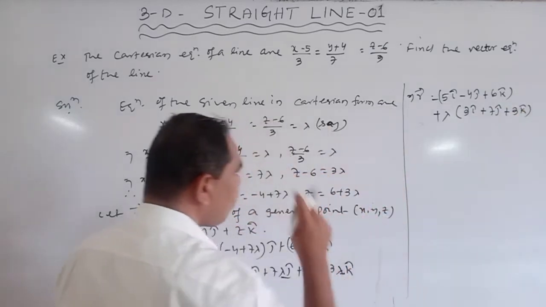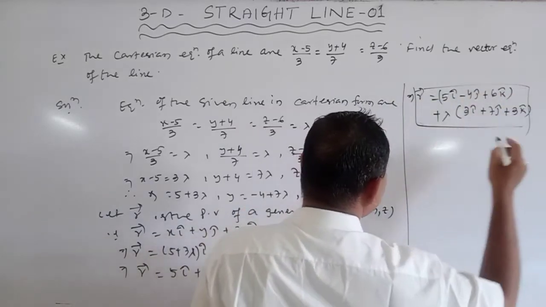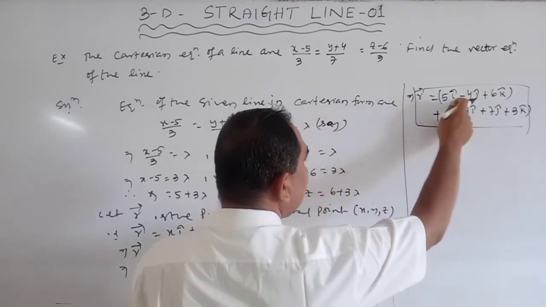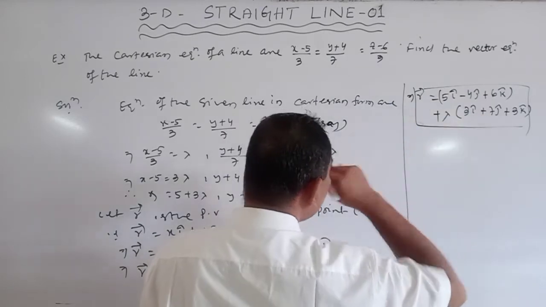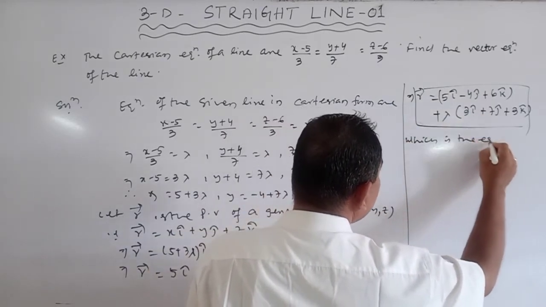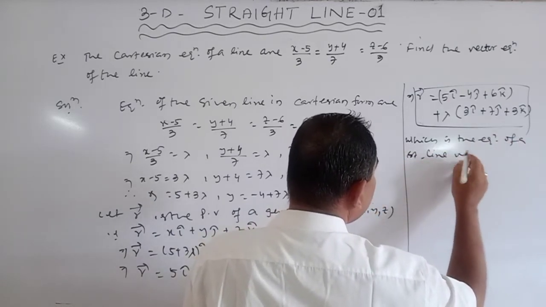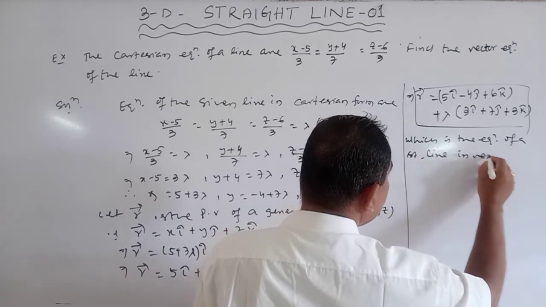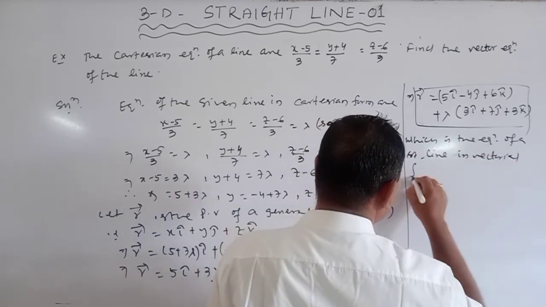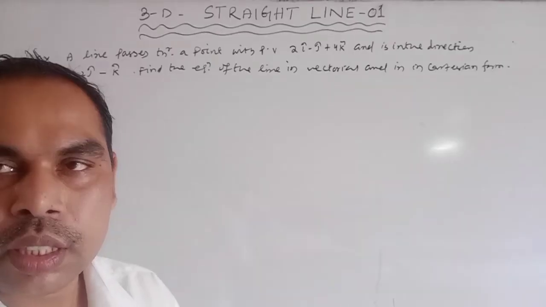Okay. So this is the straight line in vectorial form. This is the equation of a straight line in vectorial form: r vector is equal to a vector plus lambda times b vector. Okay. Vectorial form. Next question.